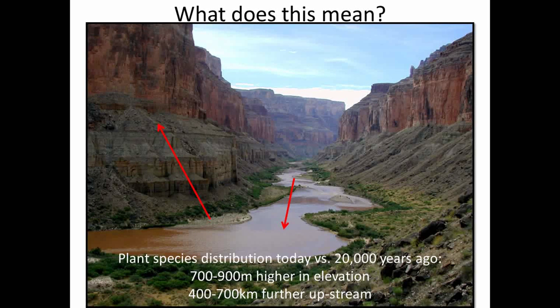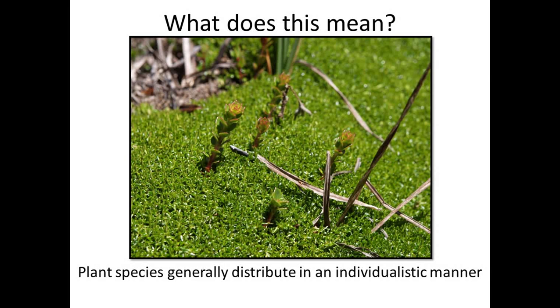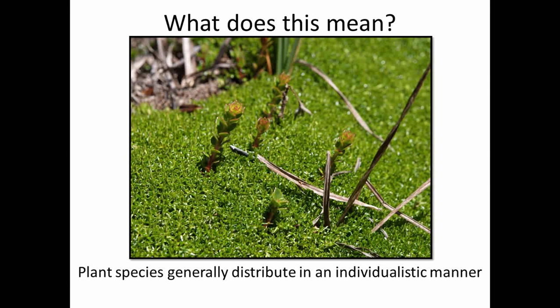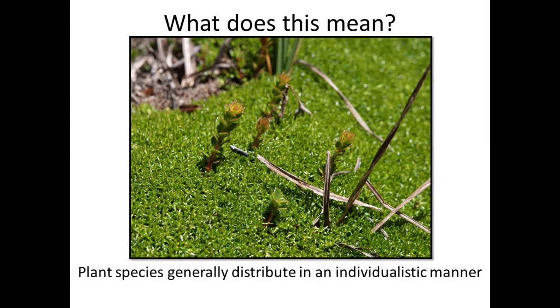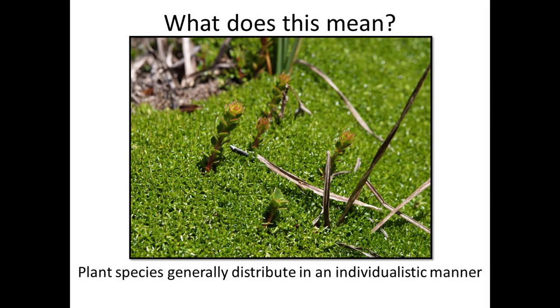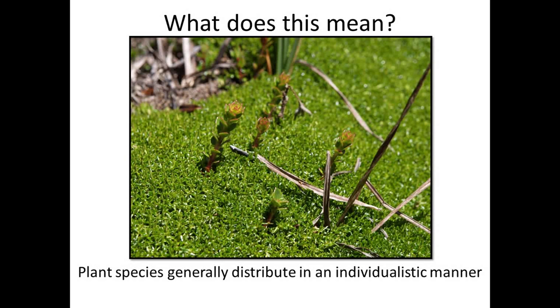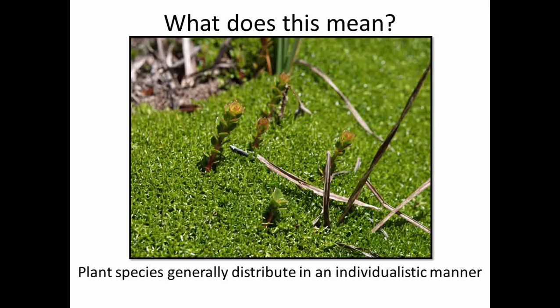And ultimately, the bigger picture is that this is a classic example by which we've determined that plants generally distribute in an individualistic manner. So not all plants conform to general patterns of migration, suggesting that coevolution of species is likely rare in nature. So individual species are reacting to their environment as a species, not necessarily as a plant community, and they're not tied down to particular environments or cohorts of other plant species.